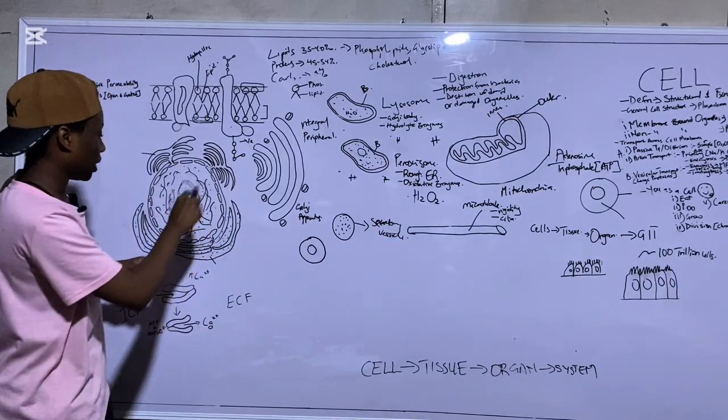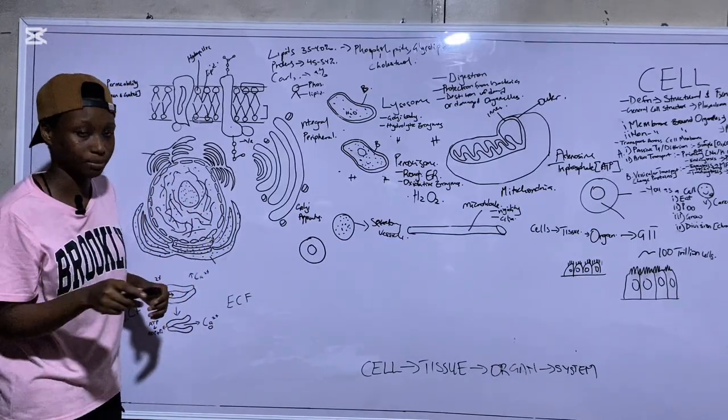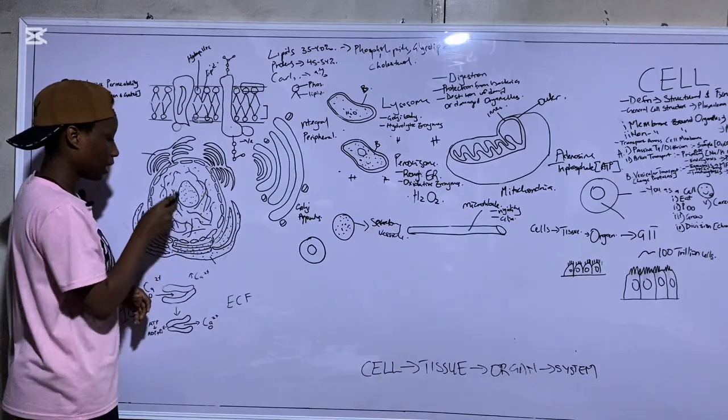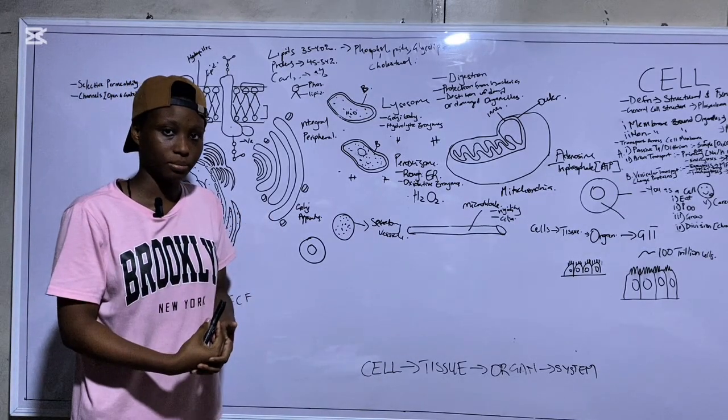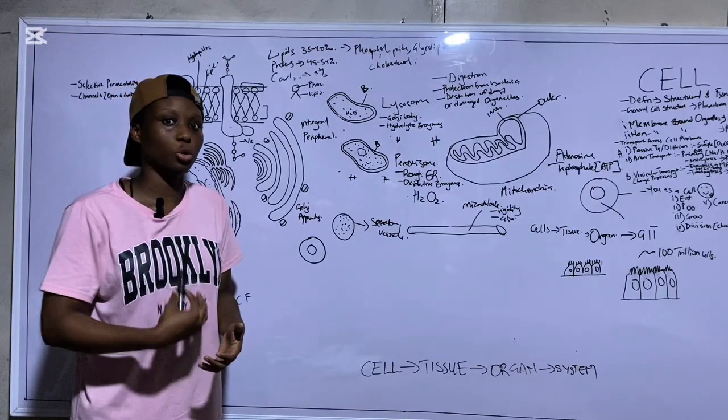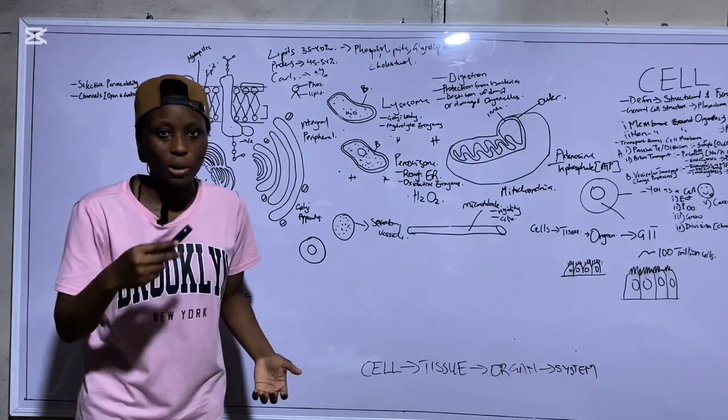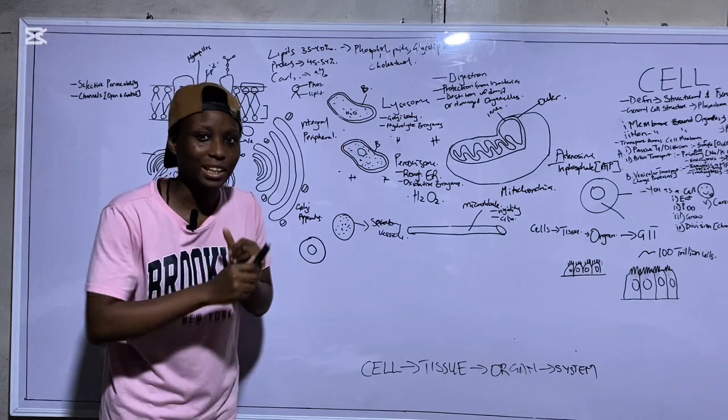Our nucleus houses chromatin. These strands here are chromatin, and from your biology, chromatin is what makes up chromosomes. But what makes up chromatin? Chromatin consists of DNA and histones.